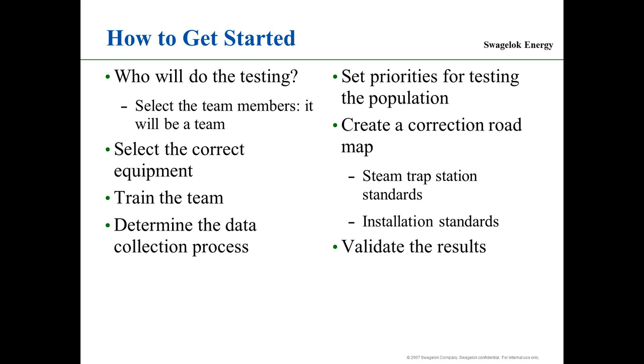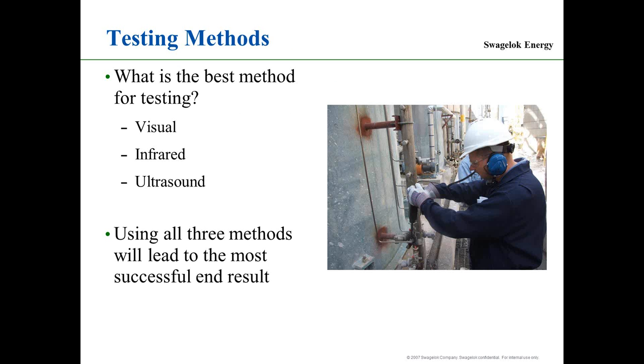And I'll talk a little bit about root cause analysis, because that's how you validate your test results. Go out and find a steam trap that failed, then validate it. The question people ask me all the time: what is the best way to test steam traps? Visual, infrared, or ultrasound? All three. Do not go out there without having all tools. That's visual, infrared, and ultrasound.